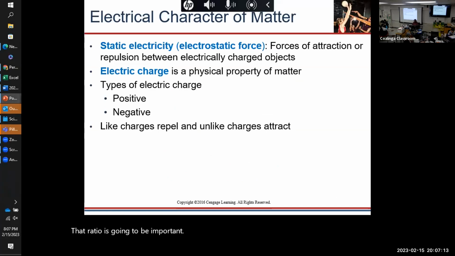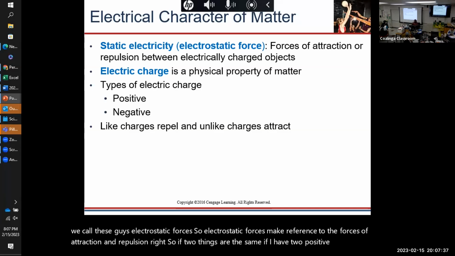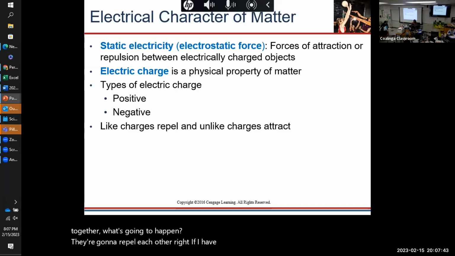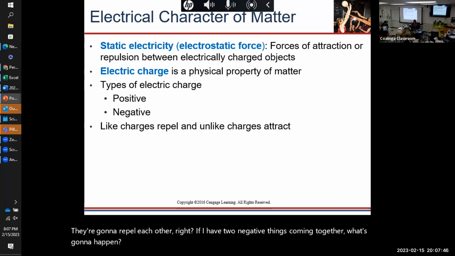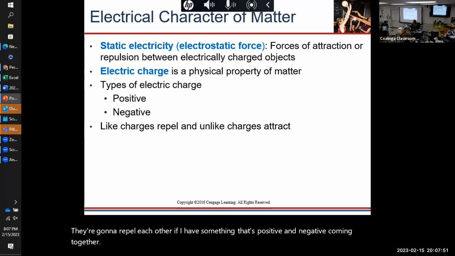Okay, so in chemistry, we do a lot dealing with charges. I think we kind of talked about this, that attraction. Yeah. So positive and negative charges. What we call these is electrostatic forces. So electrostatic forces make reference to the forces of attraction and repulsion, right? So if I have two positive things coming together, what's going to happen? They're going to repel each other, right? If I have two negative things coming together, what's going to happen? They're going to repel each other. If I have something that's positive and negative coming together, they're going to attract, right?